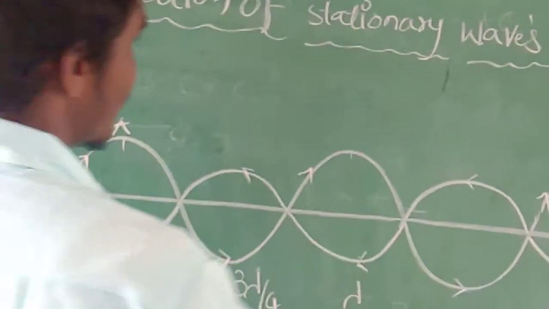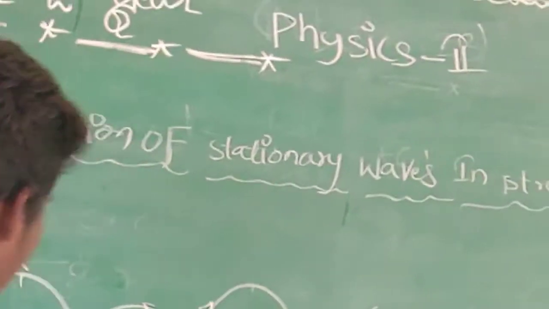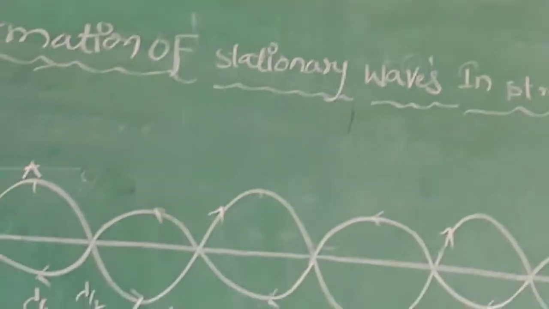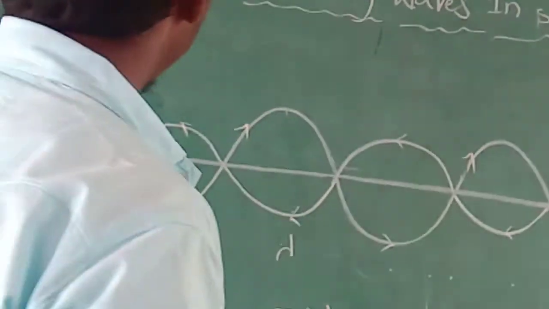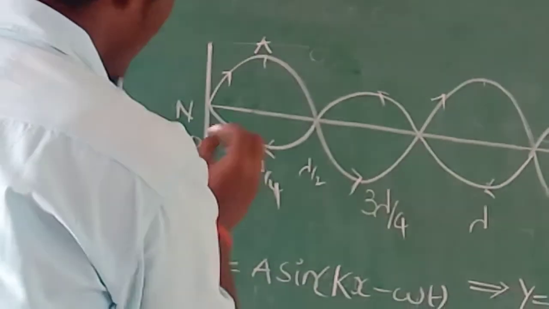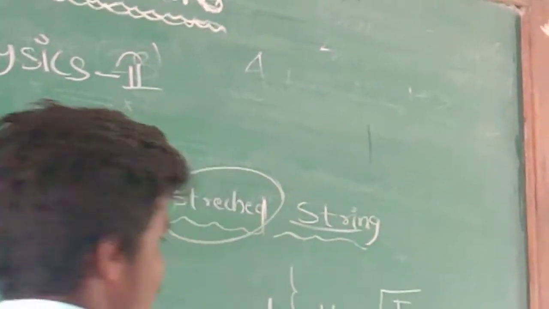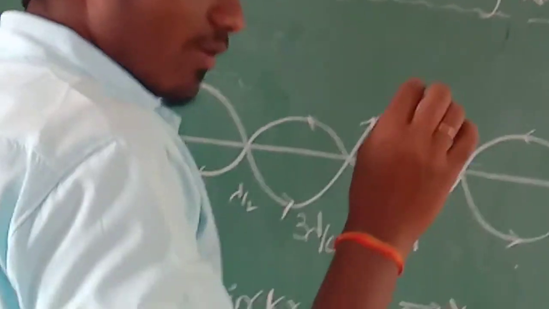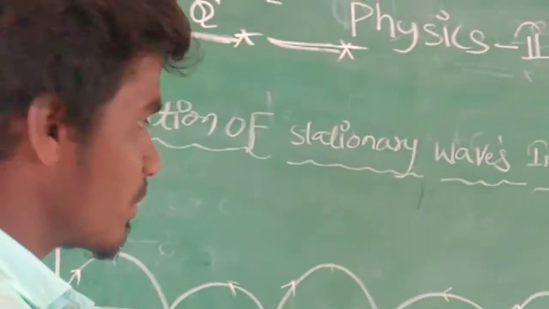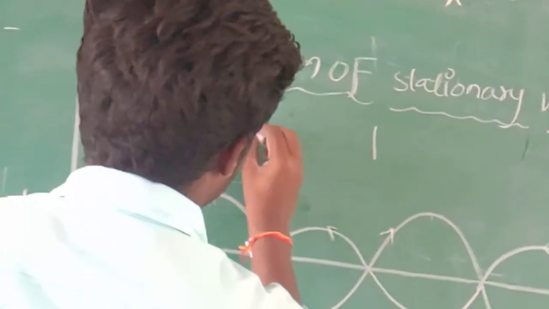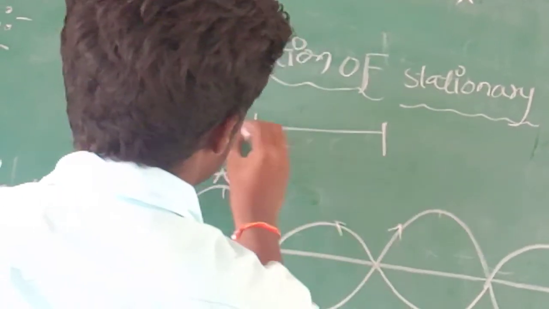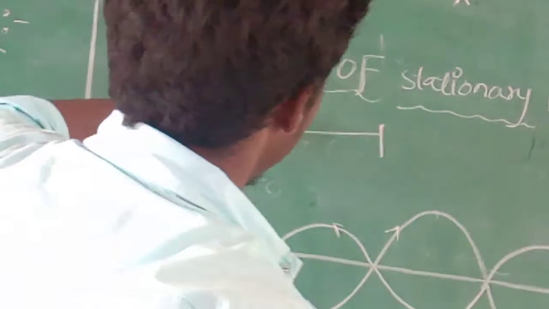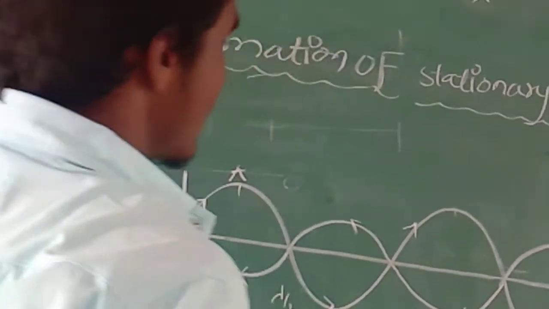Now, formation of stationary waves in a stretched string. We know a stationary wave is formed when two waves are superposed on each other. A stretched string is a string or wire which is fixed between two ends. In this we can form stationary waves.